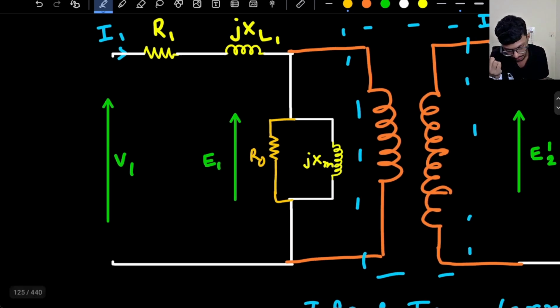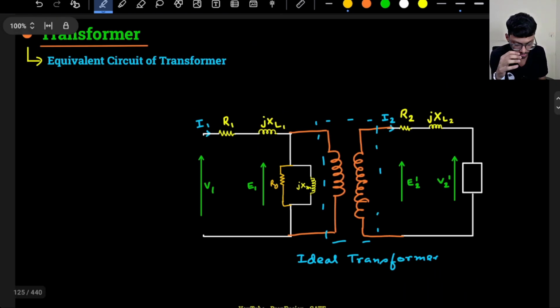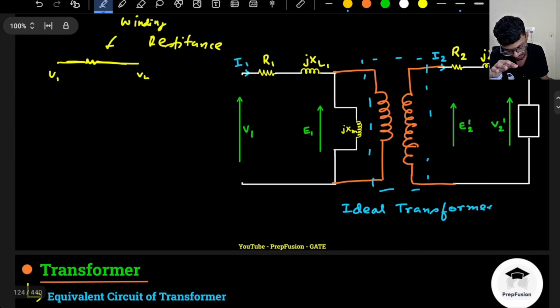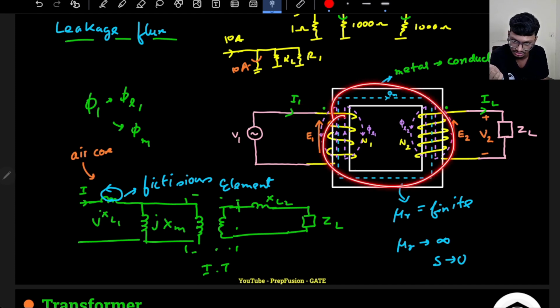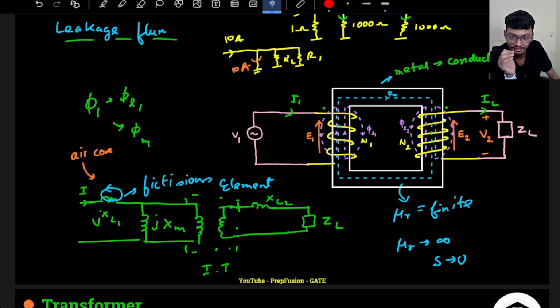So there are two components. Even though the load is not connected, and the current in IL is zero, there will be two components of current. One current will be caused due to generation of the flux, that is known as the magnetizing current. Another component is known as the no load core loss component of the current.